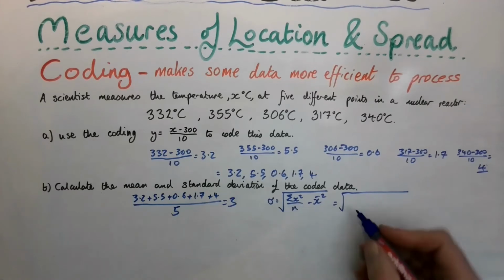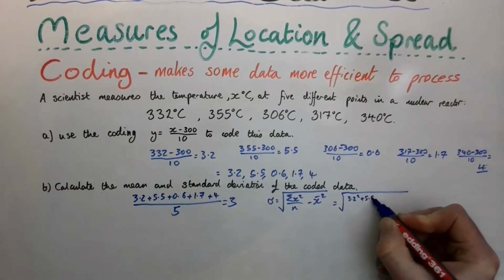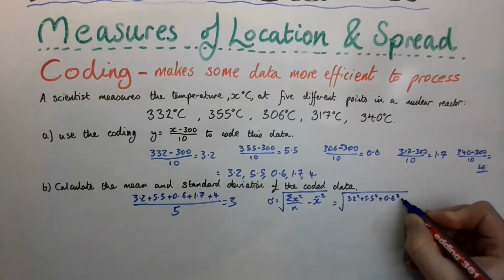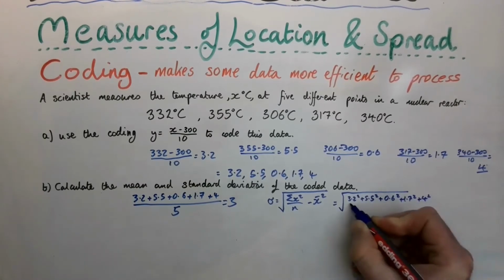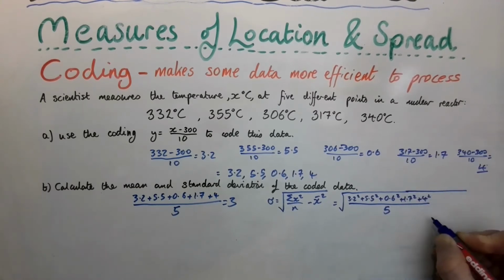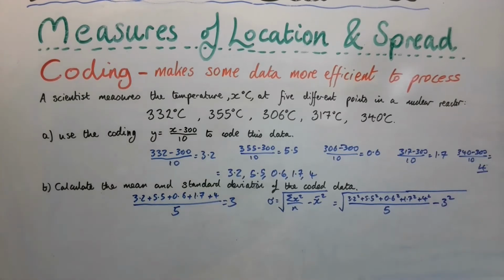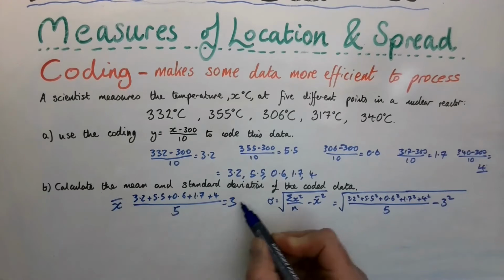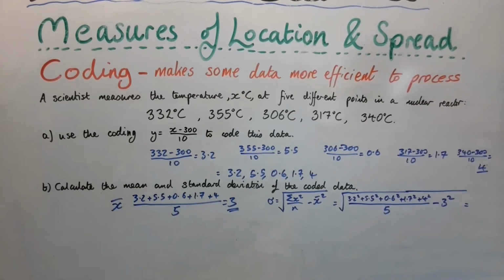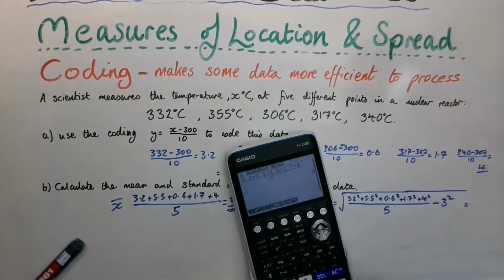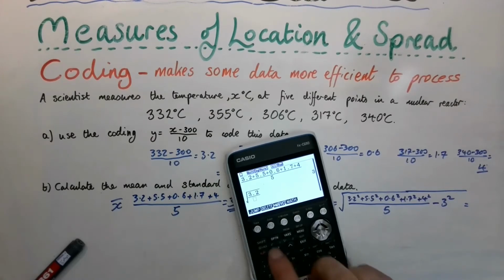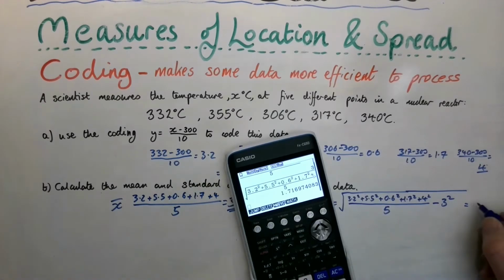So this is going to be 3.2 squared plus 5.5 squared plus 0.6 squared plus 1.7 squared plus 4 squared all over 5. Move that along a bit further, and then take 3 squared for the mean, which we've already got there, and that should give you, well, let's whack it in the calculator and find out. 1.716, so 1.72 to 3 significant figures.